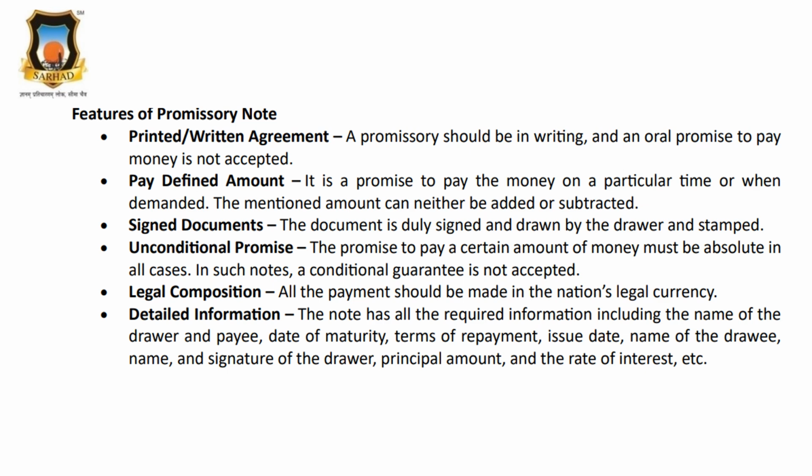Okay. The fourth one is an unconditional promise. If I'm going to give you 10,000 rupees, there must not be any condition. The promise to pay the certain amount of money must be absolute in all cases. I'm going to give you 10,000 rupees means I'm going to give you 10,000 rupees only. There are no conditions in future, and no conditions on the promissory note. In such a note, a conditional guarantee is not accepted. If you have written conditions, this is not a promissory note. A promissory note is a negotiable instrument, so it must be unconditional.